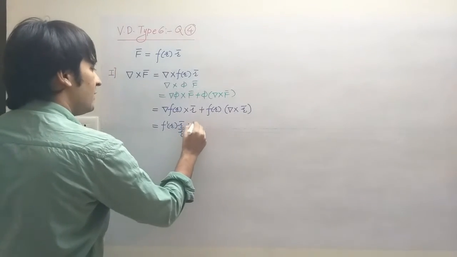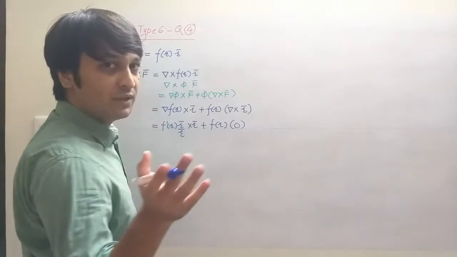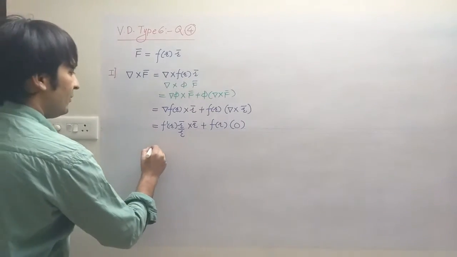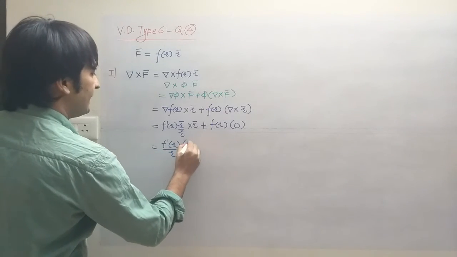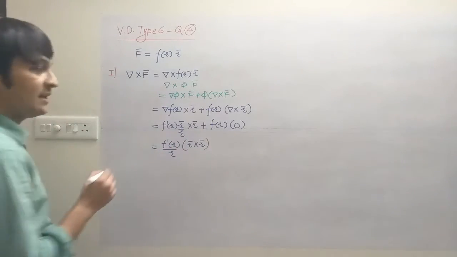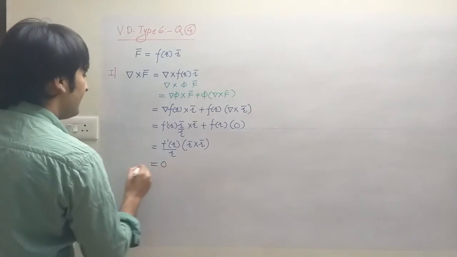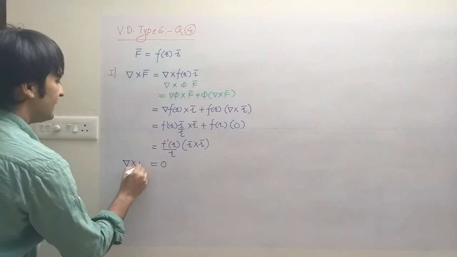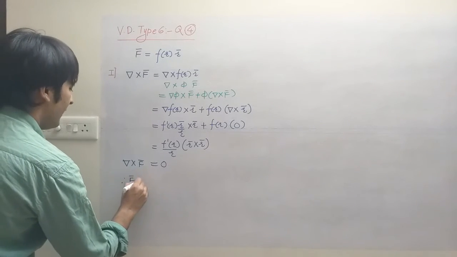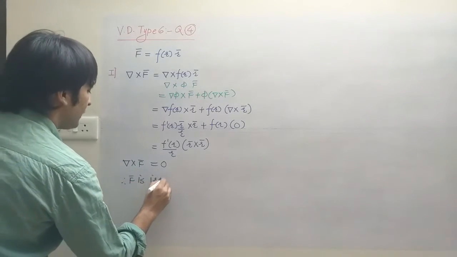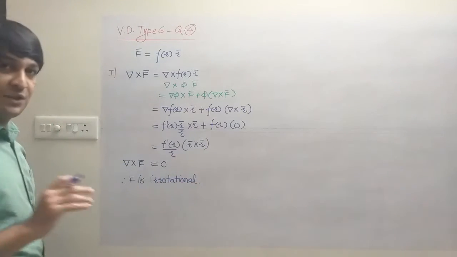Del cross r bar plus f of r into del cross r bar is 0. You know this. Now tell me what is f dash r upon r into bracket r bar cross r bar, and what's r bar cross r bar? 0. Cross product of same vector is 0. If del cross f bar is 0, what is f bar? Irrotational. Therefore f bar is irrotational. Got it?